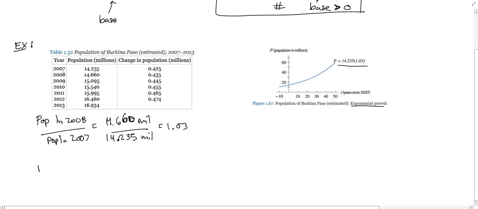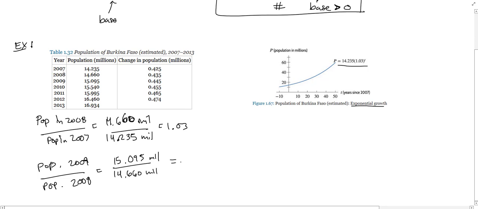Okay, let's do that again for 2009. Population in 2009 divided by the previous year, population in 2008. So that would be 15.095 million divided by 14.660 million. If you divide that, you're going to get 1.03.